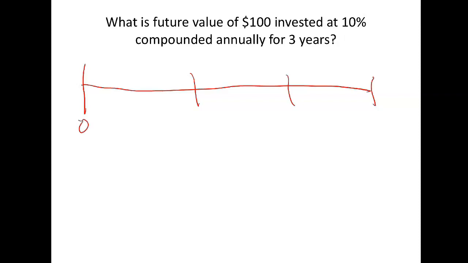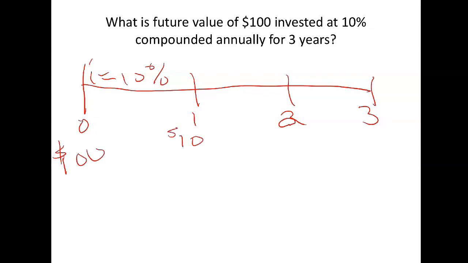So let's look at it after 3 years. So again, we would have our $100 present value, a compound interest rate of 10%, and at the end of the first year we would earn $10 in interest. So our future value would be equal to the $10 plus our beginning $100, or $110.